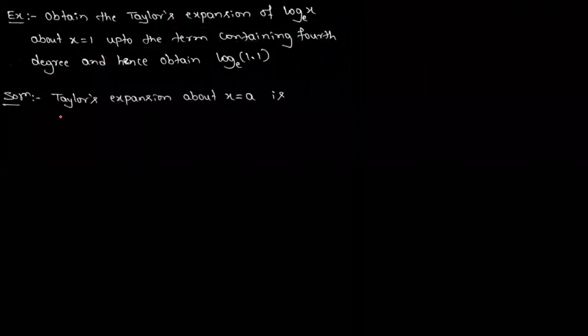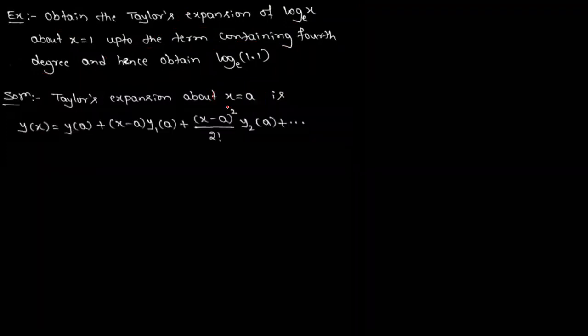The solution starts here. Taylor's expansion about x is equal to a is given by this. Instead of f of a, we have taken y of a. And instead of f of x, we have taken y of x. We can take f of x or y of x. If you are taking y of x, write down all these things in terms of y.